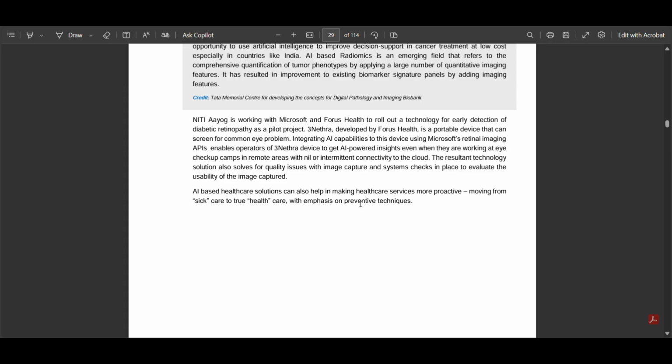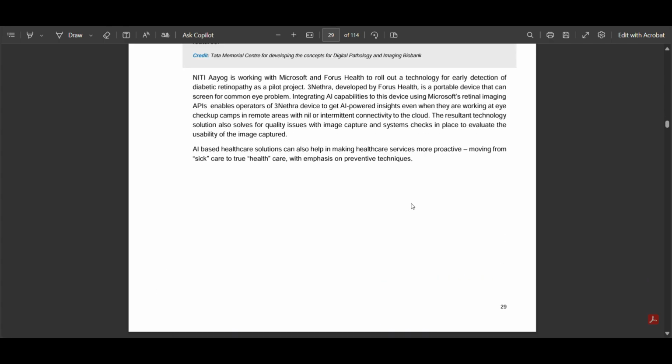The Trinetra device, equipped with AI-powered retinal imaging, is used to screen eye diseases even in remote areas without internet access. This initiative enhances preventive healthcare, reducing the risk of blindness among millions of diabetic patients.